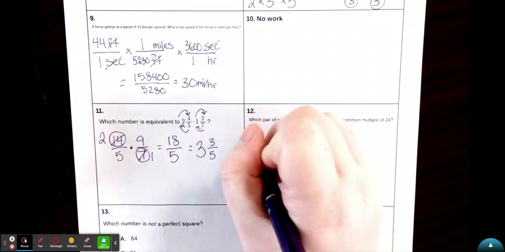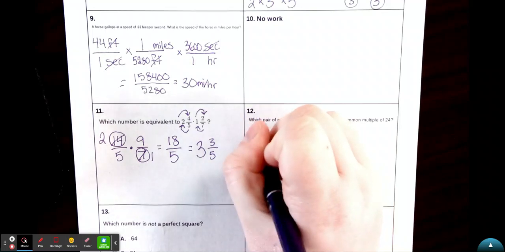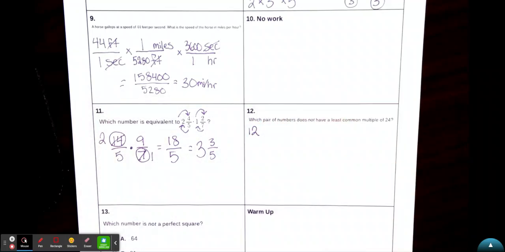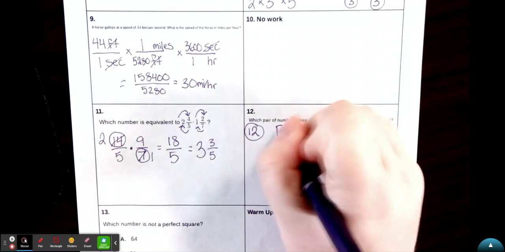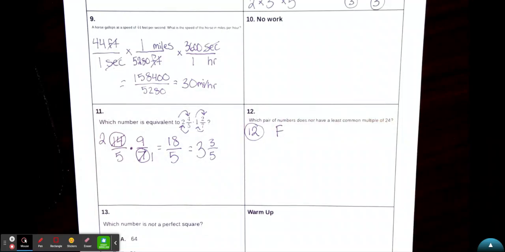So let's list off the multiples of 12. First we have 12. Does 2 go into 12? Yes, so their least common multiple is 12. It said which one does not have a least common multiple of 24? That was quick. It's that one. Okay, so the answer is F. But we will check the other ones just in case.